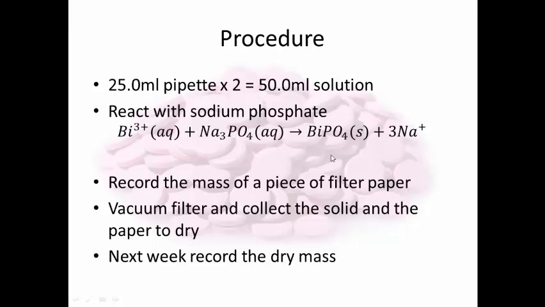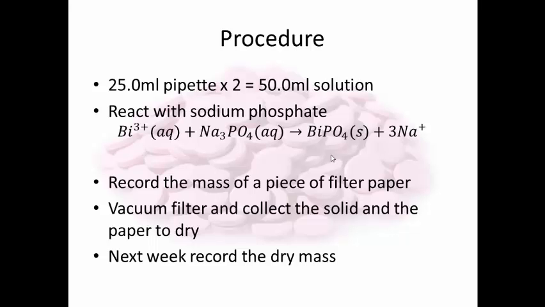You have to record the mass of the filter paper because when you're done filtering, you'll be removing the filter paper and all of the bismuth phosphate and putting it somewhere so that it can dry over the next week. And when you come in the following week, you can record the mass of the filter paper and the bismuth phosphate and just subtract off the filter paper. It's nearly impossible to get all of the, well, it is impossible to get all of the solid off of the filter paper. And we need to know its exact mass.